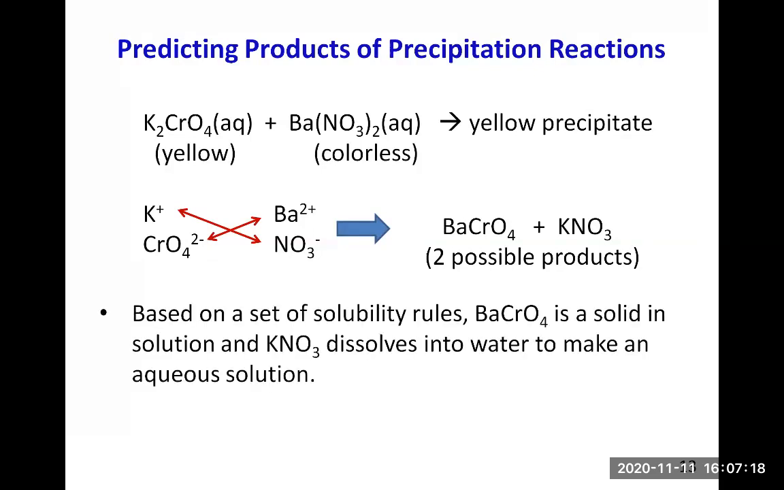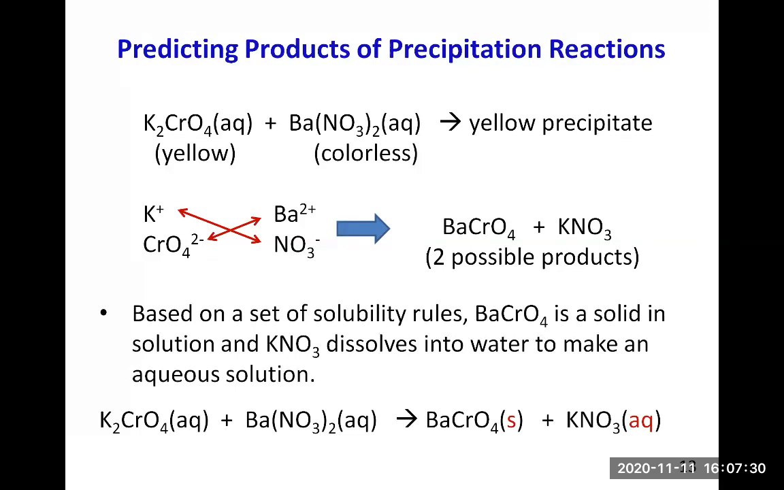Based on a set of solubility rules, BaCrO4 is a solid in solution and KNO3 dissolves into water to make an aqueous solution. So we would finish writing the chemical equation by writing the formula BaCrO4 and putting in parentheses that it's a solid, S for solid. Then the KNO3 would be an aqueous solution, so AQ to refer to the fact that it's soluble in solution. That's how we would find the product.